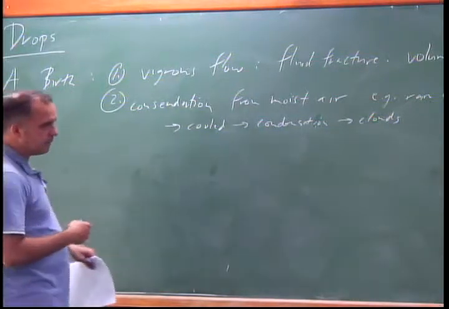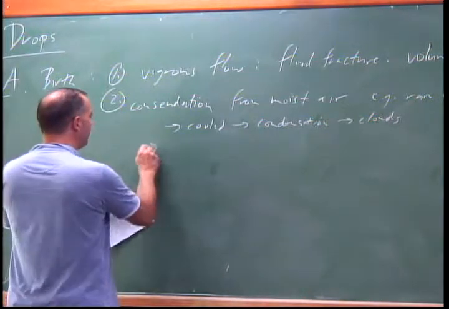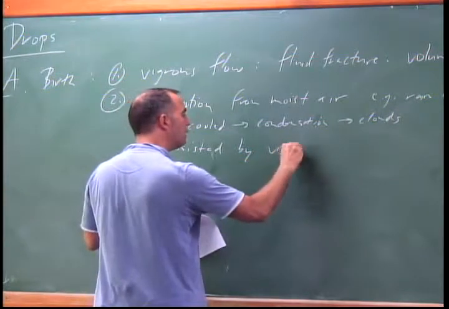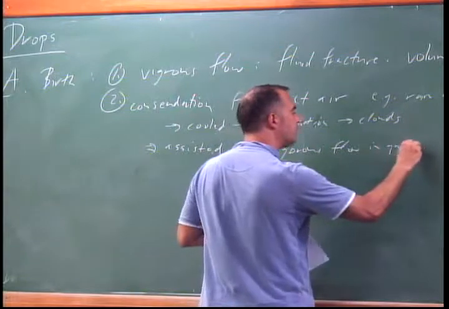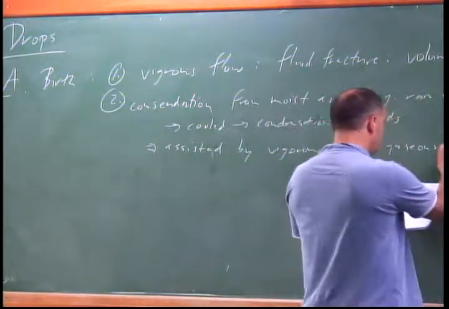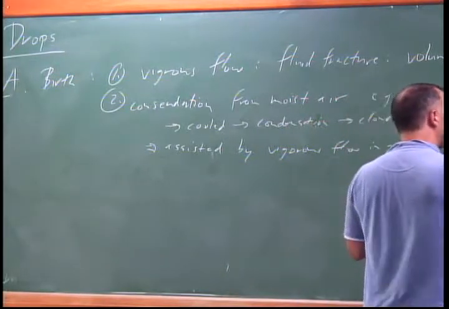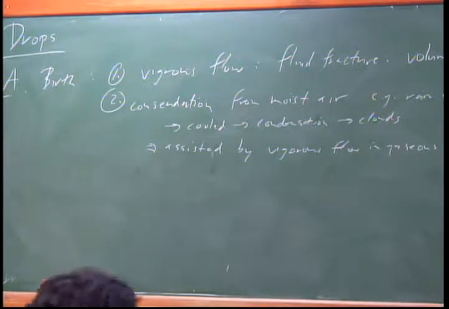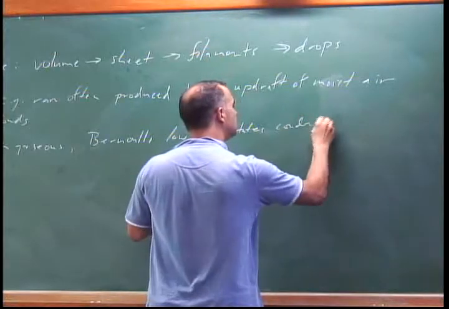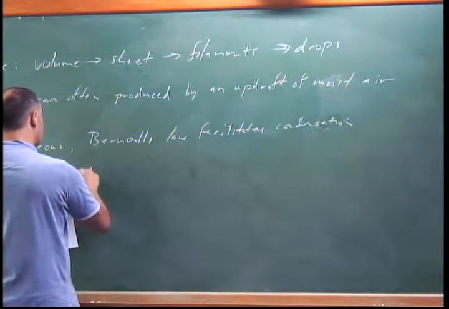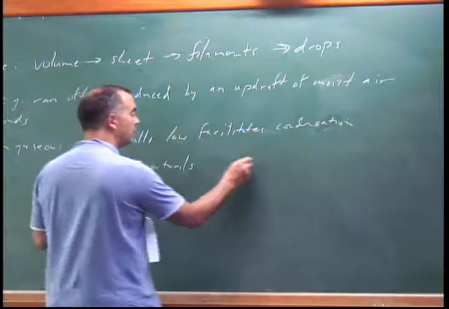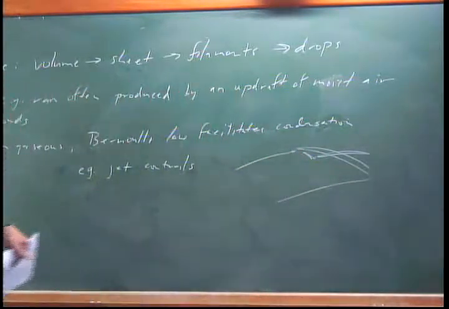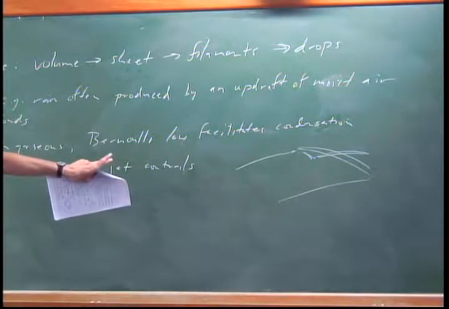Okay, and if you have a very vigorous flow, condensation can be assisted by Bernoulli low pressures. So this is, if you've ever seen the contrails of jets, these are a result of the Bernoulli lows in the wake of jets. Okay, so when you see a jet, you'll see trails of drops. So you'll see clouds generated at their wingtips, and this is from the condensation of water.